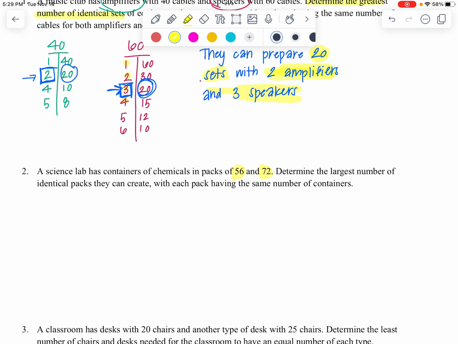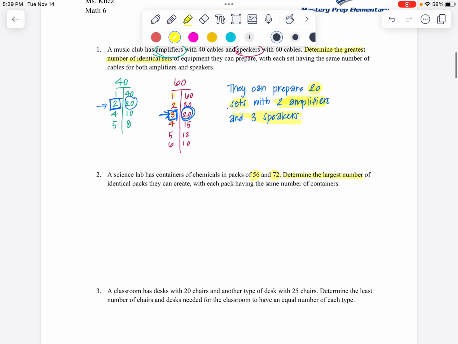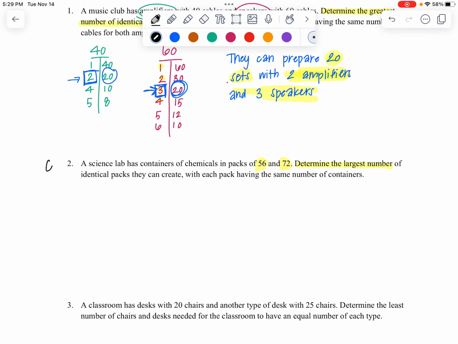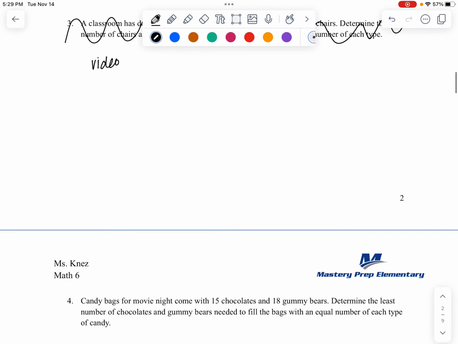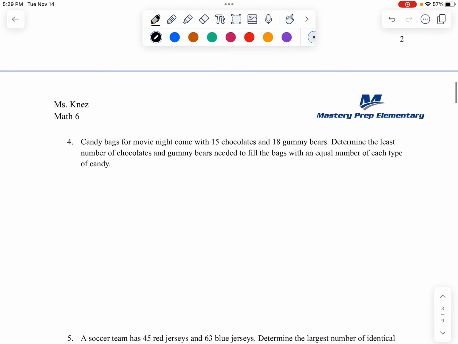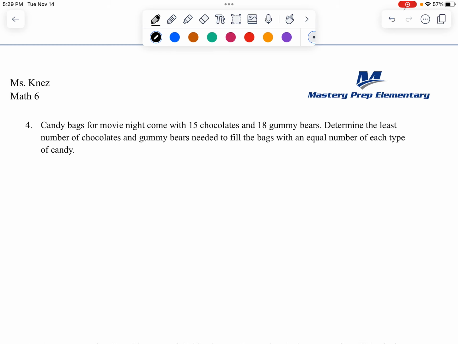We also see that we're being asked to determine the largest, which is another good hint that this is a GCF problem. I'll let you solve question 2 on your own. You're welcome, if you're watching this video, to skip question 3. You can tell me that you watched the video on your homework. And I want to model question 4 so that we can review the LCM.